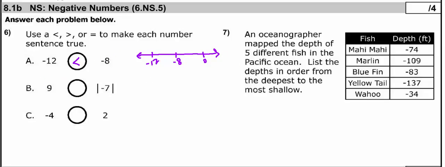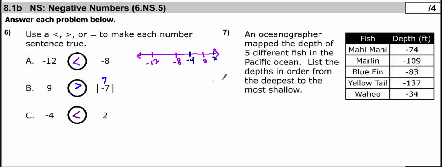Letter B. We talked about anytime you have an absolute value, be sure that you change it to its actual value first before you go ahead and compare them. In this case, 9 is greater than 7. And then finally, negative 4 is less than positive 2. We'd have positive 2 sitting out here somewhere, and we would have our negative 4 sitting over there. Further left means it's smaller.